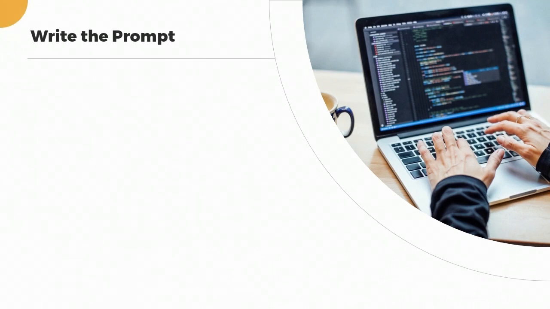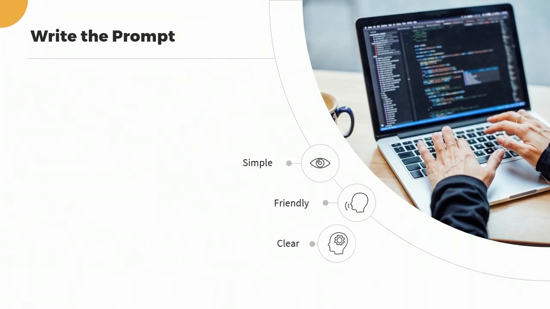The prompt is the initial message that the chatbot sends to the user to start a conversation. Writing an effective prompt is critical to engaging users and encouraging them to interact with the chatbot. Here are some steps to consider when writing the prompt. Keep it simple. The prompt should be short and straightforward, without any technical jargon or complicated language. Be friendly. The chatbot should introduce itself in a friendly manner to put users at ease and encourage them to ask questions.